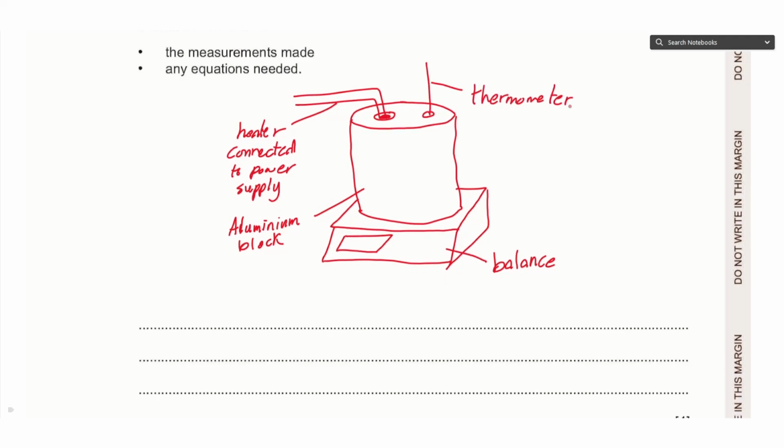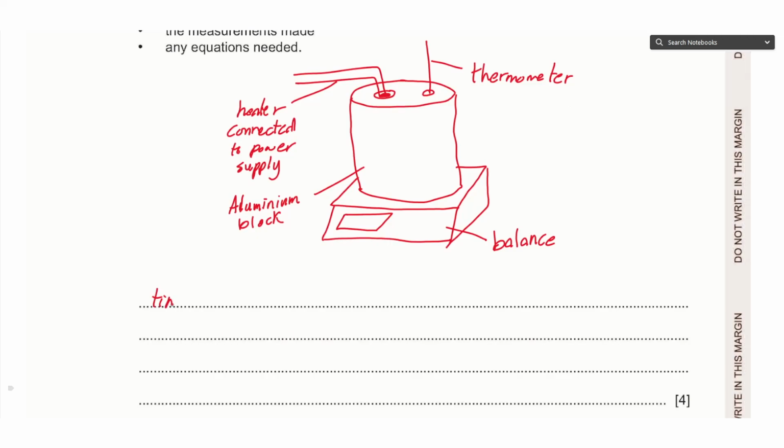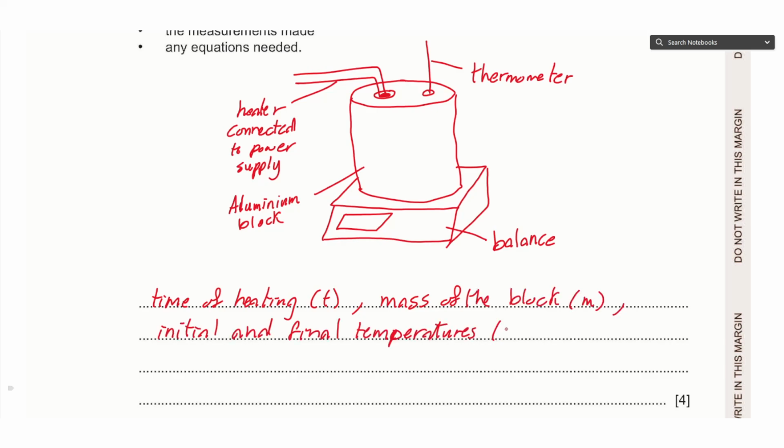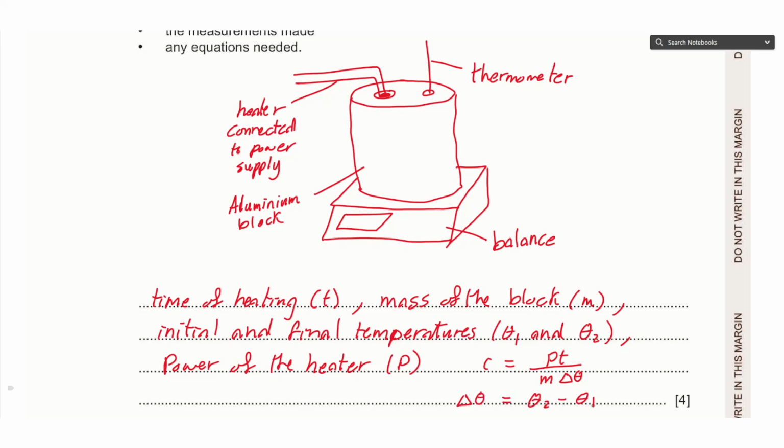And I'm going to make another hole for the thermometer and just a stem here and label it thermometer to measure the temperature. Now for the readings, we have time of heating, I'm going to call it t, the mass of the block, I call it m, initial and final temperatures, I'm going to call them θ1 and θ2, the power of the heater as a given, I'm going to call it P, and then we use the equation c is equal to Pt, which is the energy, divided by the mass and the change in temperature. And I'm going to say that the change in temperature is calculated as θ2 minus θ1.